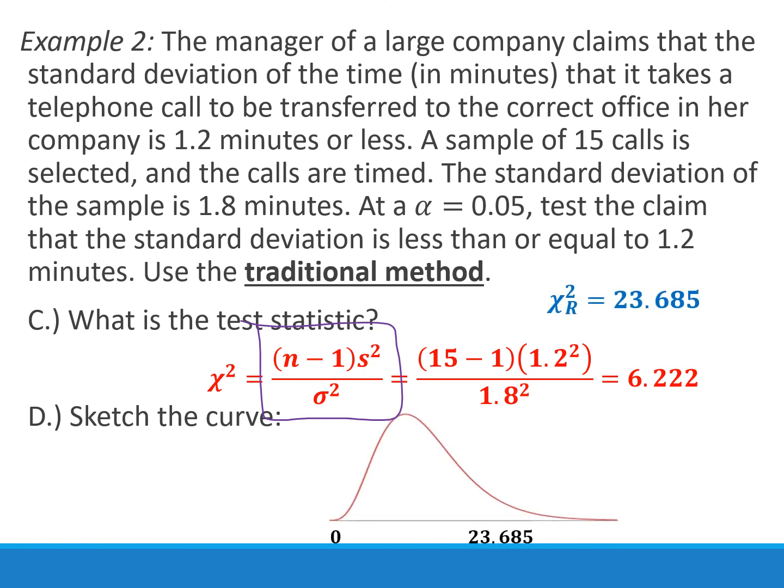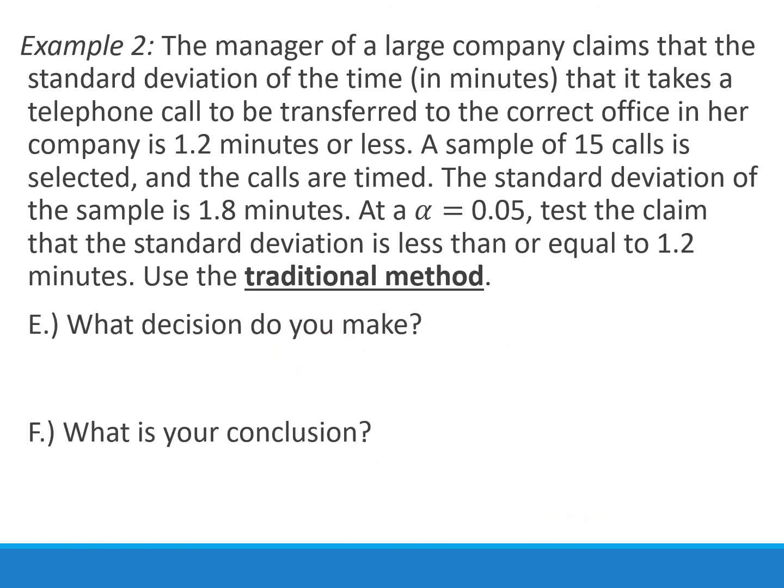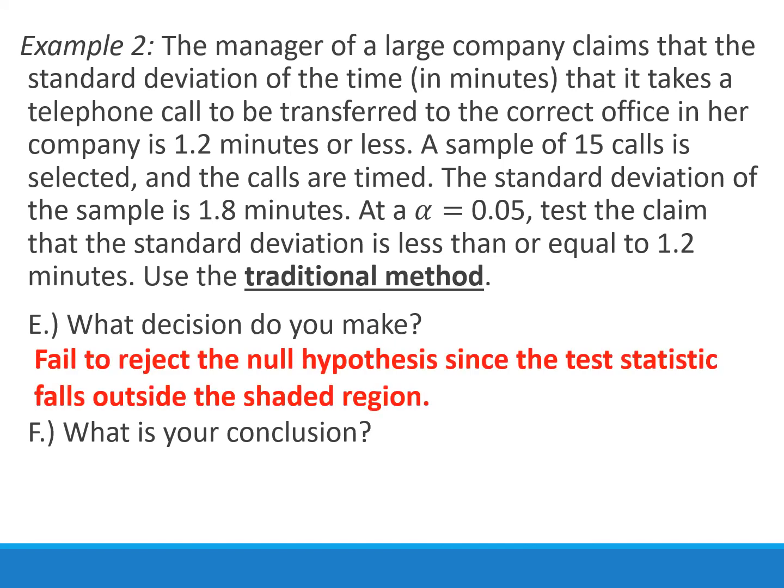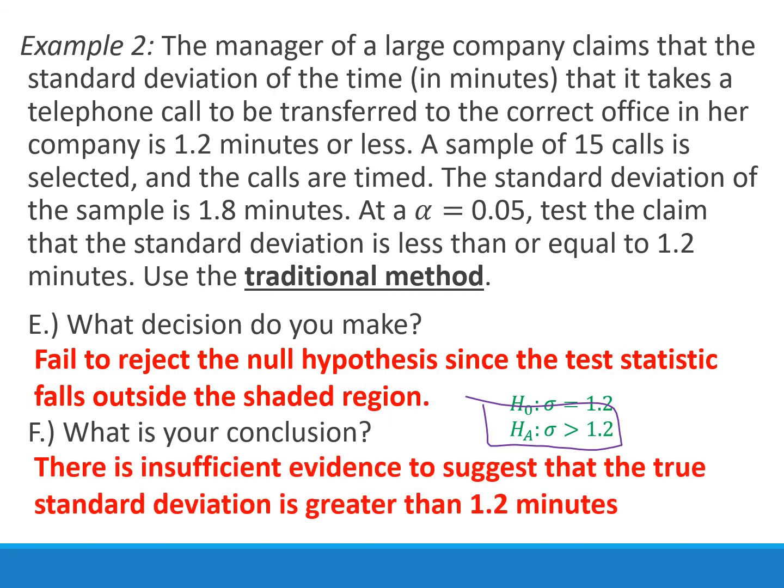If we put all these on our curve here, here's our critical value. Anything that's larger than that would be reject the null hypothesis, and we got 6.222 out there. That is not in the shaded region, and because of that, we're going to fail to reject the null hypothesis. When we fail to reject, it's always insufficient evidence in support of this alternative hypothesis. So there's insufficient evidence to suggest that the true standard deviation is greater than 1.2 minutes.